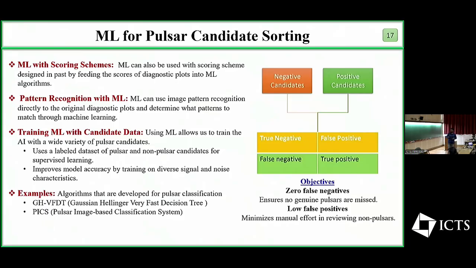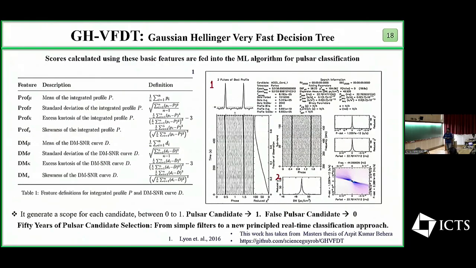In the GHRSS survey, we have implemented the GHBFDT machine learning, which takes two diagnostic plots from the folded profile: one is integrated profile versus phase, and another is DM versus SNR. It then accounts for the properties of these two profiles, generates a score based on them, and gives a list of positive and negative candidates. This model is trained for GMRT noise and RFI by master's thesis student Arpit Kumar.